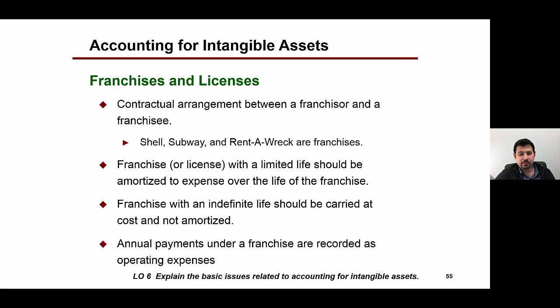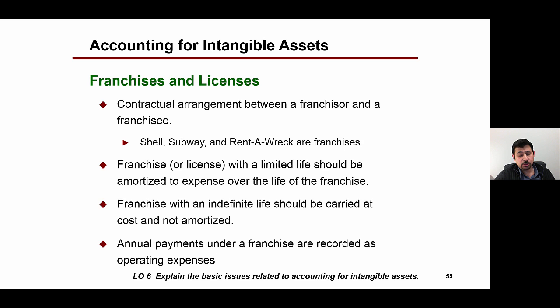If it has a definite or a limited life, the cost should be amortized over the useful life of the franchise or of the license. If the franchise has an indefinite life, then it is always carried at cost and it's not amortized. Here, the annual payments later on that will be made to the franchisor will be recorded as operating expenses. So only the cost to acquire the original franchise or license will be recorded under franchise or license.